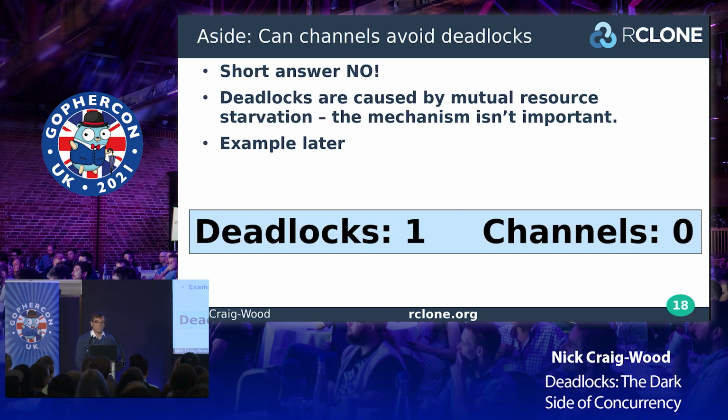So here's a quick diversion, as I expect this question has popped into your mind already. Can we use channels instead of those nasty mutexes to avoid deadlocks? Alas, no. You can cause a deadlock with channels just as easily as you can with mutexes, and we'll see an example of that later. In my experience with rclone, only about 10% of the deadlocks are with channels, so they are certainly less likely.